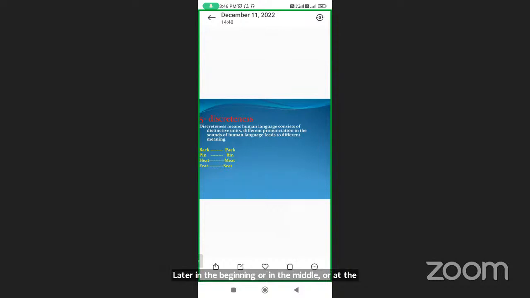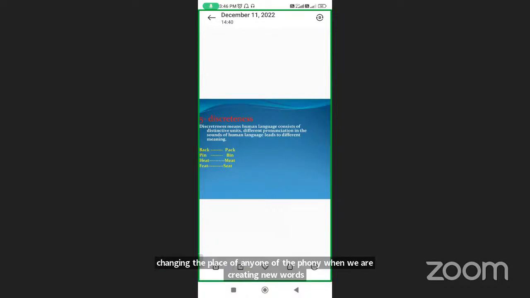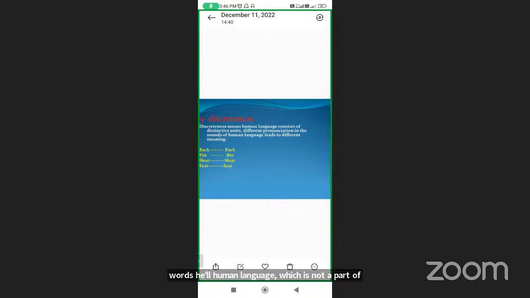We have many phonemes; all the sounds when we are speaking or uttering them are called phonemes in linguistics. So changing the place of any one of the phonemes when we are making new words is what is called discreteness. That can only happen in human language, which is not a part of animal language because we don't have words over there.